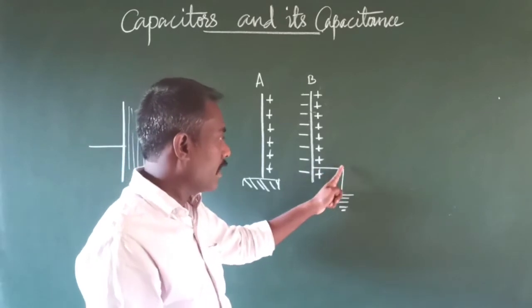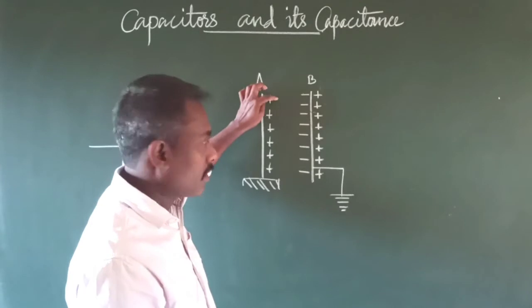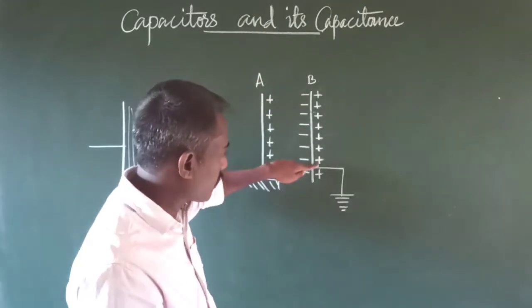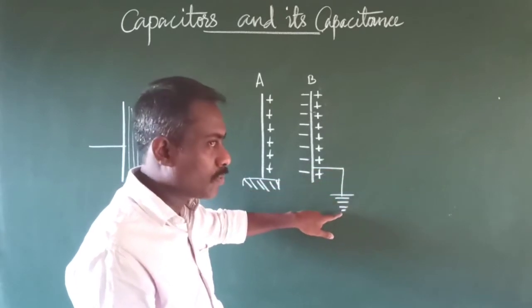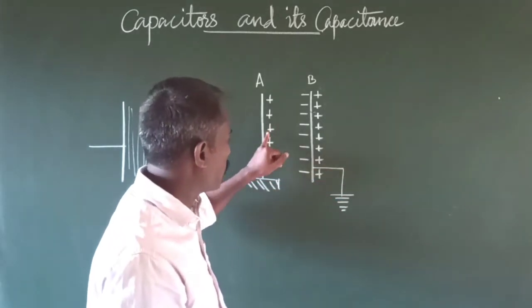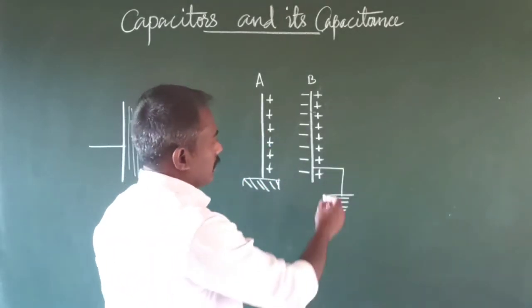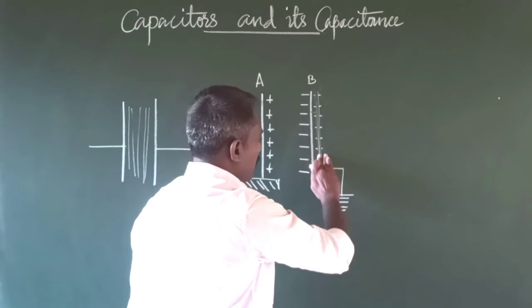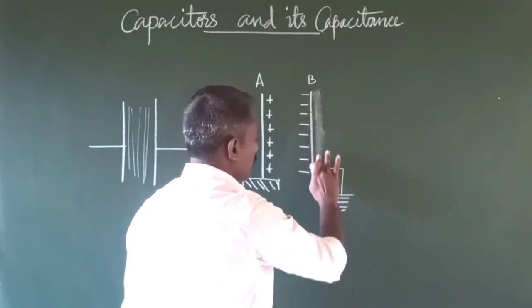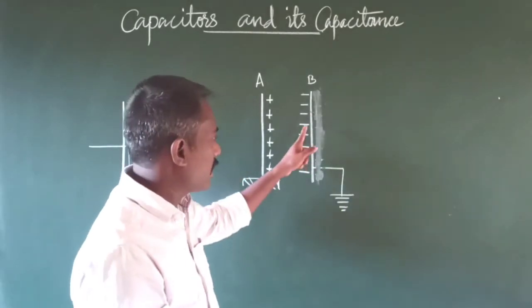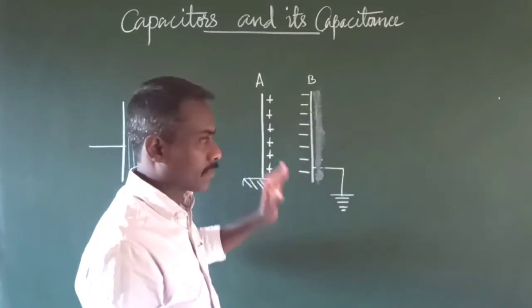Now there is a path for the electric charge flow. The positive charges from conductor B flow to the ground due to the repulsive force of the positive charges of conductor A, and all these charges are transferred to the ground. Now only the negative charge will remain in conductor B, which is attracted towards conductor A.